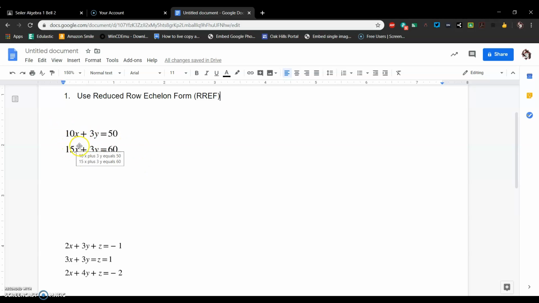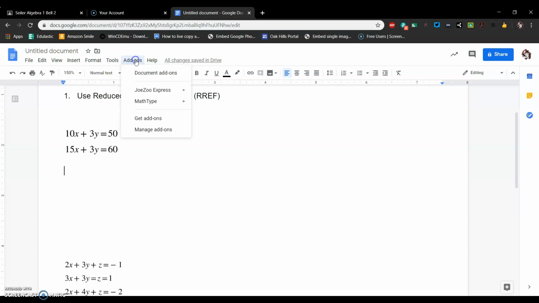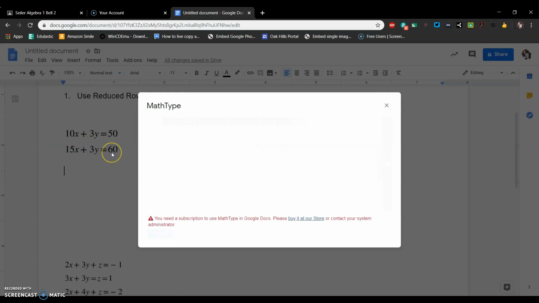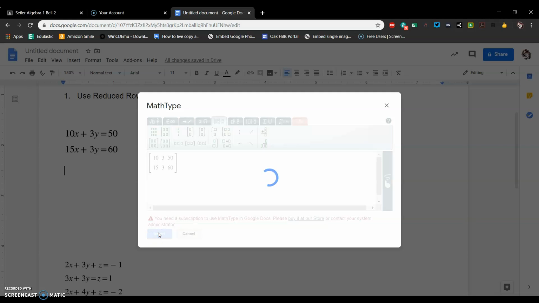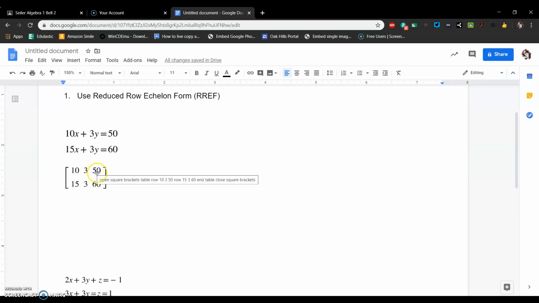Here we've got this first example, 10x plus 3y equals 50, 15x plus 3y equals 60. First thing I'm going to do is turn this into a matrix. And the matrix for these is really simple because all we're going to do is take these numbers across the top and across the bottom and enter them into a matrix. So this is going to be a 2 by 3 matrix. And my entries are going to be just 10, 3, and 50, because you can see those are the coefficients and the solutions across the top. And then 15, 3, and 60 along the bottom. So here's our 2 by 3 matrix.